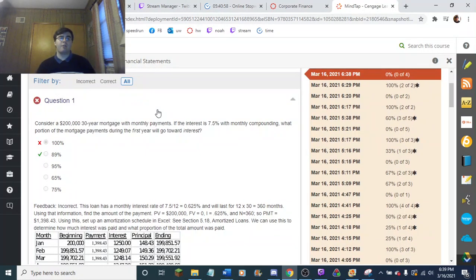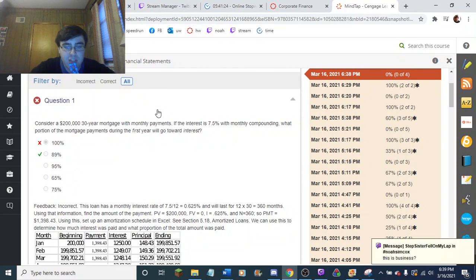Consider a $200,000 30-year mortgage with monthly payments. If the interest is 7.5% with monthly compounding, what portion of the mortgage payments during the first year will go towards interest? This loan has a monthly interest of that and will last for 360 months. Now find the amount of the payment. Blah, blah, blah, blah. The payment is that. Set up the amortization schedule in Excel.